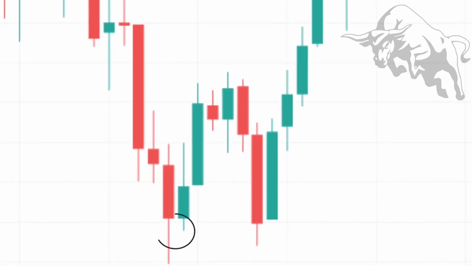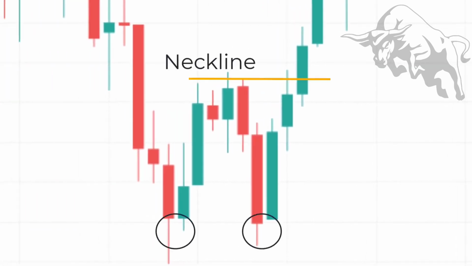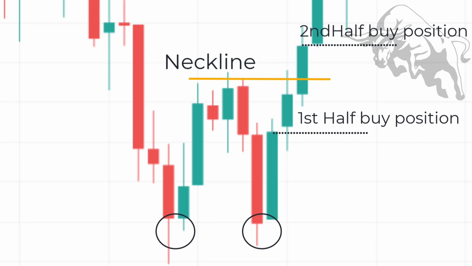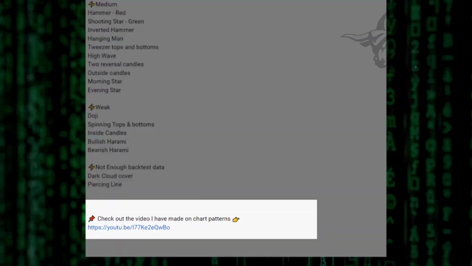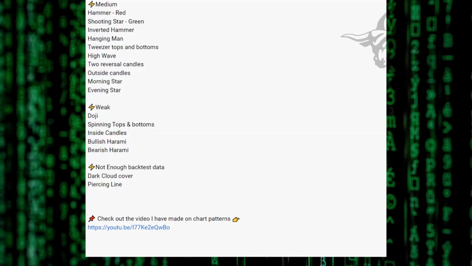So in this case, since the double bottom can be traded once the neckline is broken, we can enter half of our trade size from the bullish engulfing pattern, and then the second half once the double bottom neckline is broken. As I mentioned earlier, I have made a detailed video that explains how to trade every chart pattern, and you can find the link in the description.